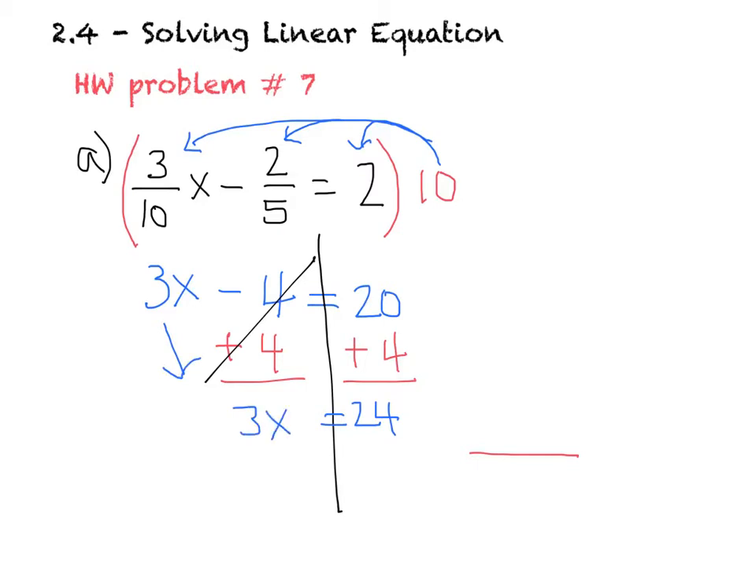Anytime you have a number pushed right up next to a variable, let's remember that that's a multiplication problem. So since this is a multiplication problem, the inverse operation would be division. We'll divide both sides by 3. 3 divided by 3 will cancel out, and we're left with x equals 8. And that would be our final answer.